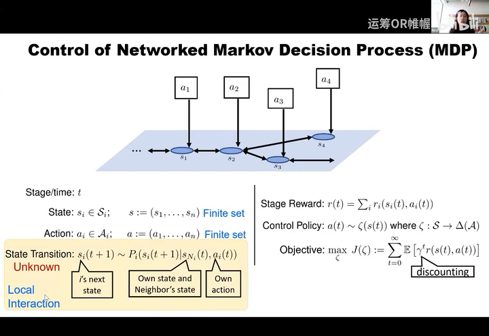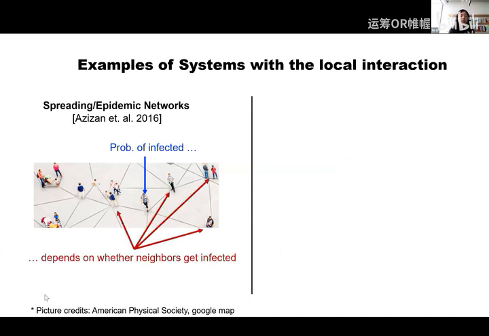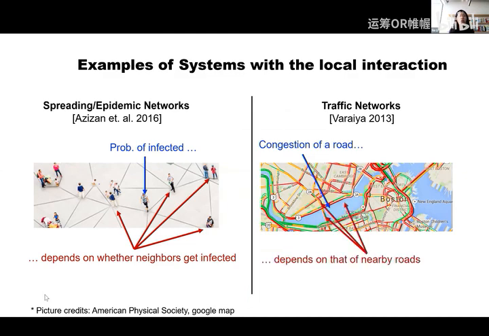I want to highlight one particular structure here, which is local interaction. We assume a local interaction connectivity among the system's decision makers. One example I mentioned is traffic, and another very standard example that fits this framework is the epidemic network, where the probability of an individual getting infected depends on whether his neighbors get infected. In the traffic network, the congestion of a road depends on the congestion of nearby roads.